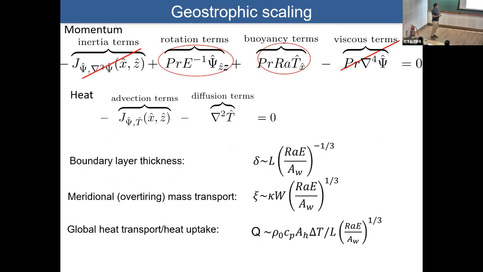I'll quickly go through the scaling and then I finish. Now, when the rotation is important, inertia is not important, correct? Viscous force is already not important. You have geostrophic balance and then your thermal equation, the two terms are always important. Again, two equations, two unknowns. We get this interesting scaling by Rayleigh number and Ekman number, because now the Ekman number is important.